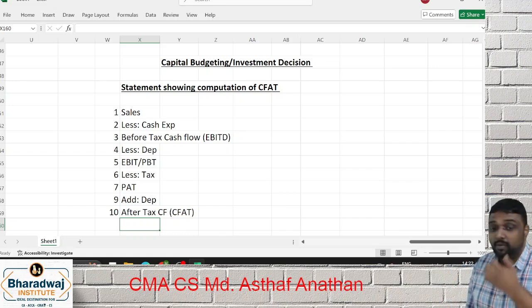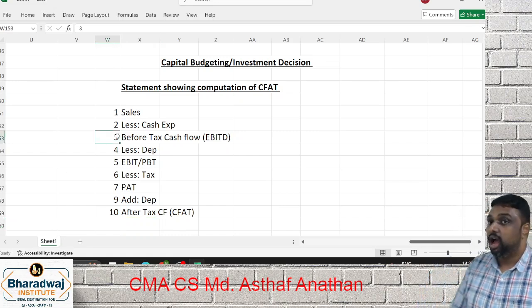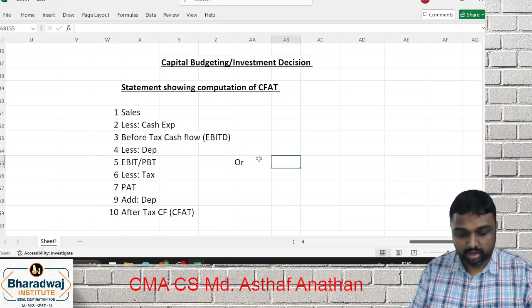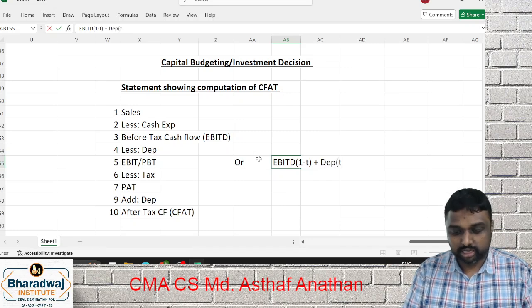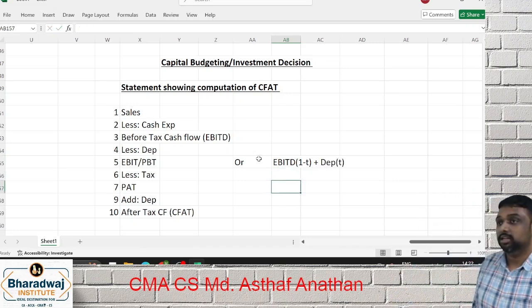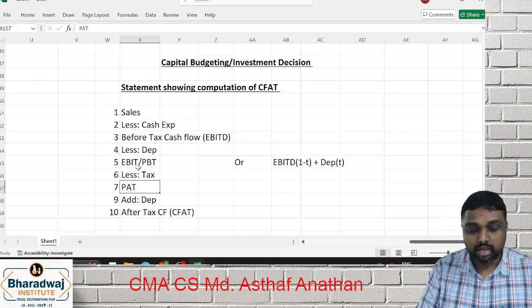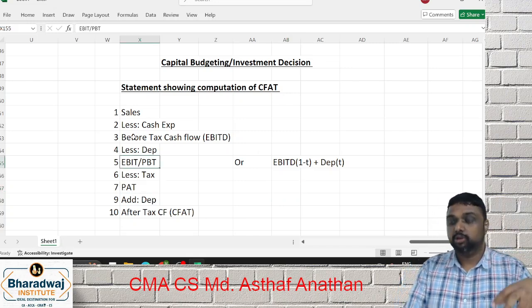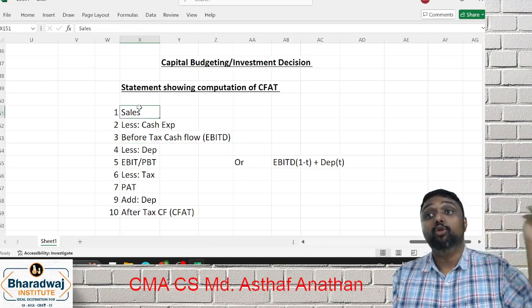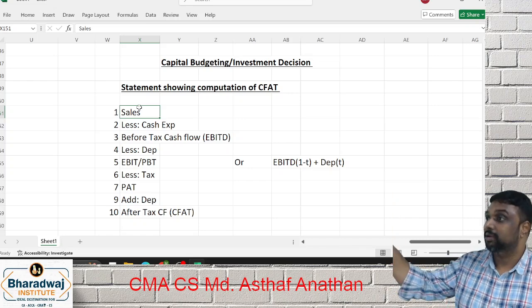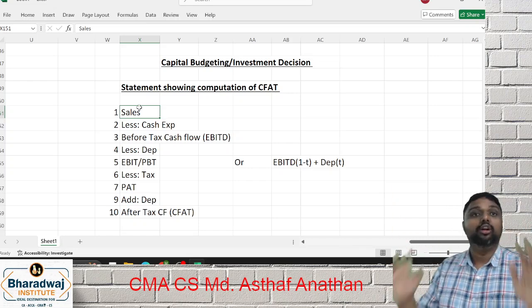Are you clear? We have also discussed there is a shortcut method. If before tax cash flow is already there, how do you do it? You can use EBITD into 1 minus tax, plus depreciation into tax. This is a shortcut method. So depending upon the question, you have to understand. Some questions you start from PAT, some from PBT, some from EBITD, some from sales, and some from the units itself, units into selling price. So this is the first point: you have to check whether CFAT is given or not.